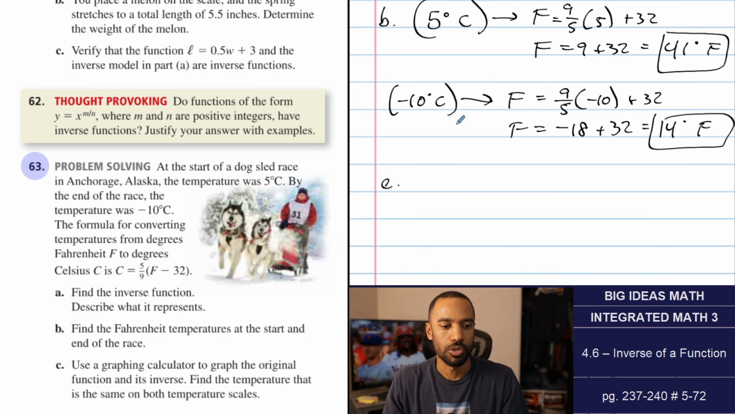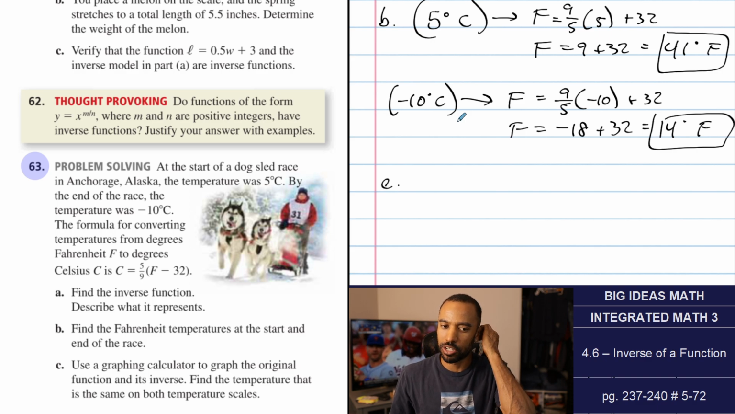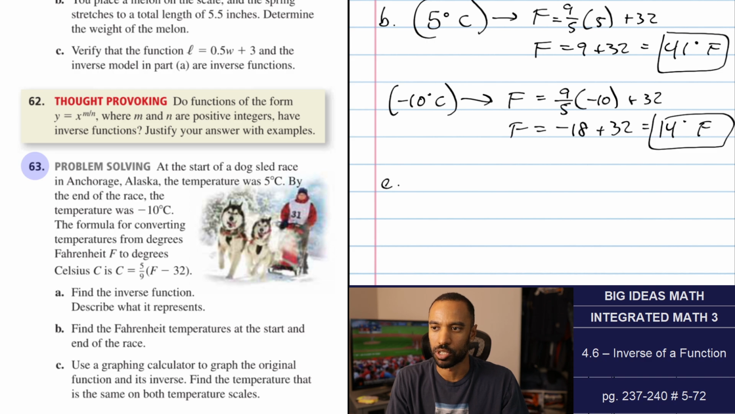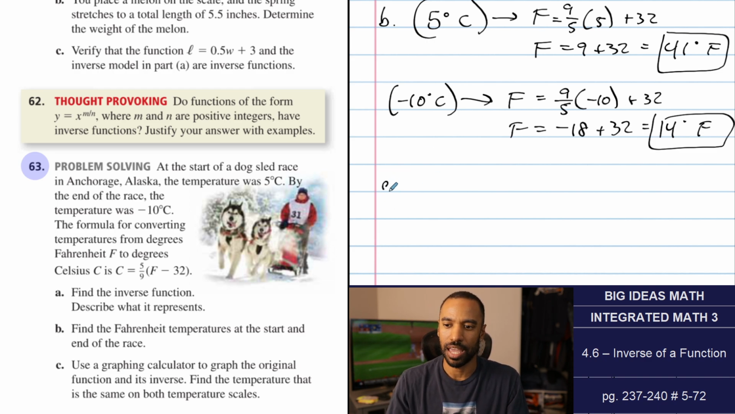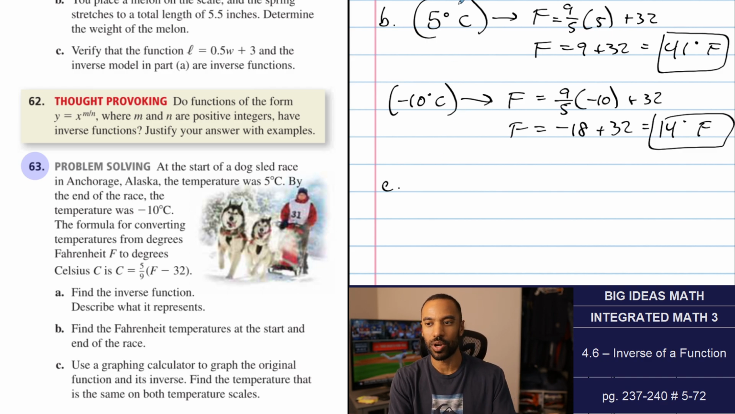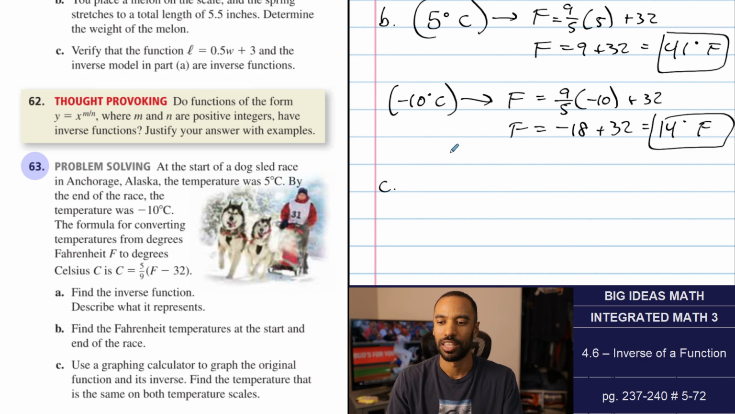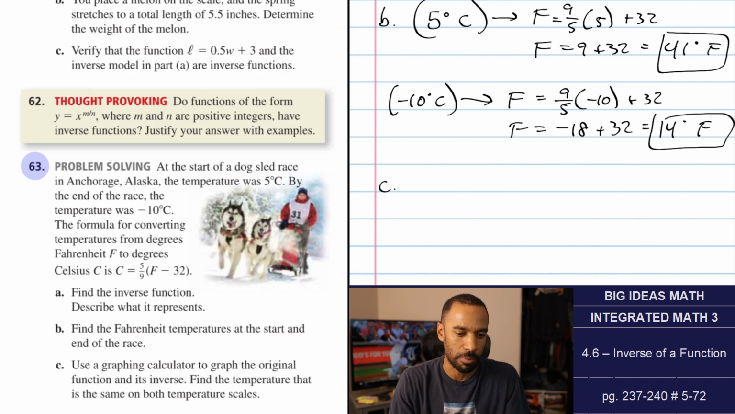Part C. Use a graphing calculator to graph the original function and its inverse. Find the temperature that is the same on both temperature scales. That is a C, not an E. So what's going to be the same is where they intersect. Where they intersect, I just tried to write a C again. I guess my C is a very fancy looking one that's curvy today. There we go. So for this one here, they did say use the graphing calculator. I could set them equal as well. But yeah, we're trying to find the places where these would intersect.